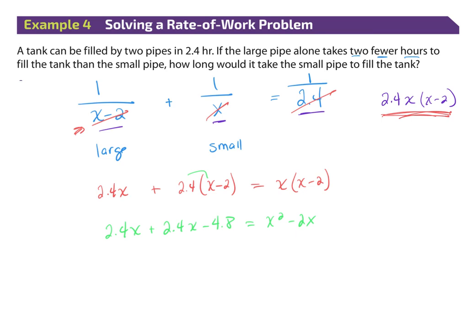So we're going to subtract, well, this is going to be, by the way, 4.8x. So we're going to subtract 4.8x, and we're going to add our 4.8. So we have 0 equals x squared minus 6.8x plus 4.8. I promise, just plug it in. Plug it into the quadratic formula, just like we did before. Negative b plus or minus the square root of b squared minus 4ac over 2a.